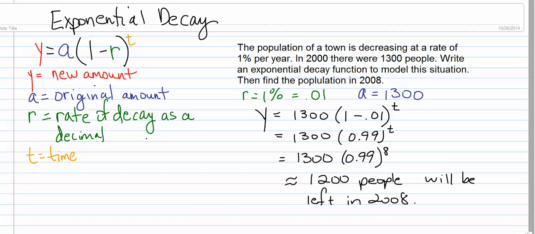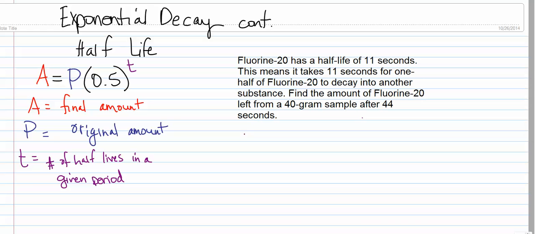Okay, another type of exponential decay is called half-life, and you may have studied this in your science class already. But a half-life is basically how much time it takes for 1/2 of a substance to decay into another substance. So how long it takes for 1/2 of a substance to decay. And because we're talking about a half-life, the number in the formula that's being raised to the power is going to be 1/2. That's basically your rate there.